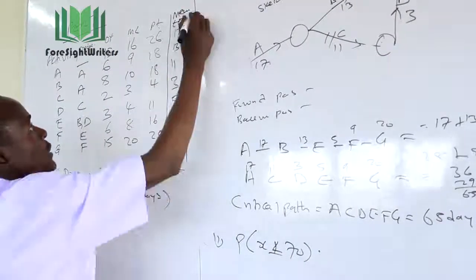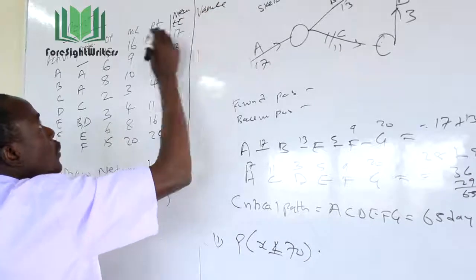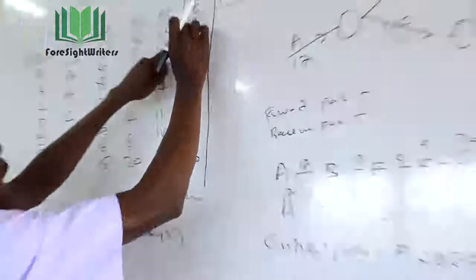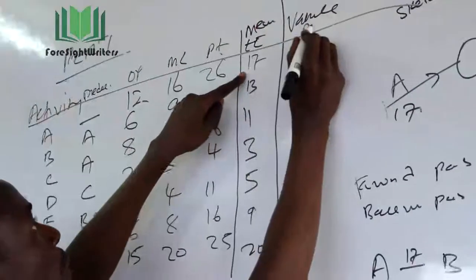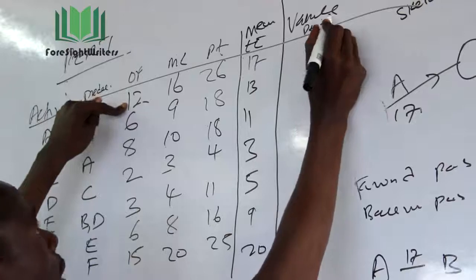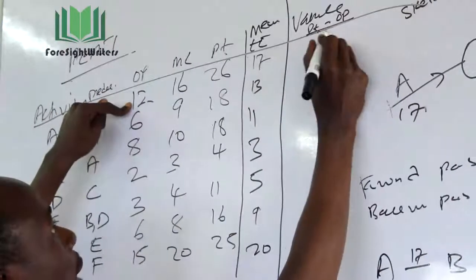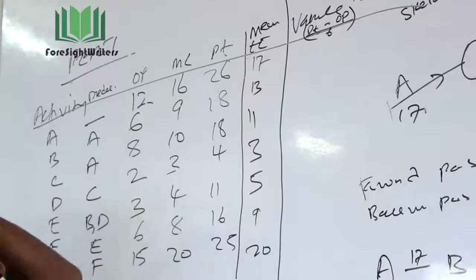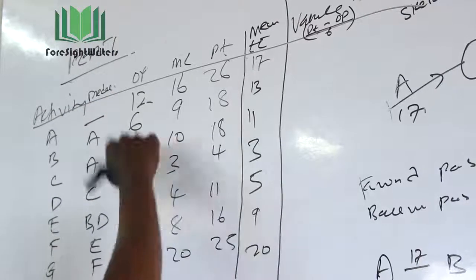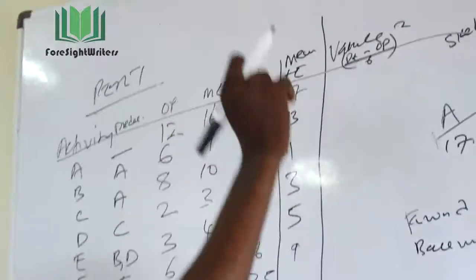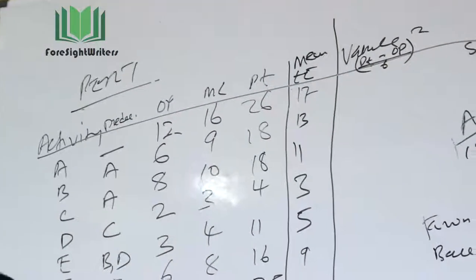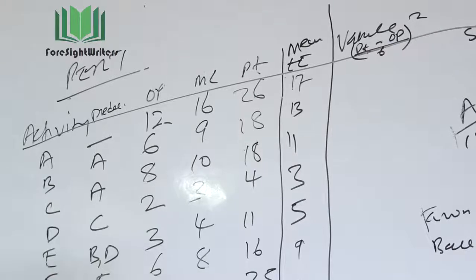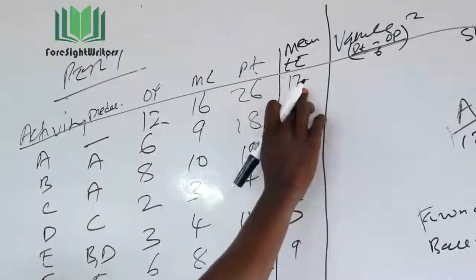And the variance has a formula that you use to calculate it. It is the pessimistic time, PT, minus the optimistic time, OP, divided by 6, and then you square everything. So that is what will give us the variance. In that case, you will be able to calculate the variance for each and every activity. So let's begin by calculating the variance for activity A.